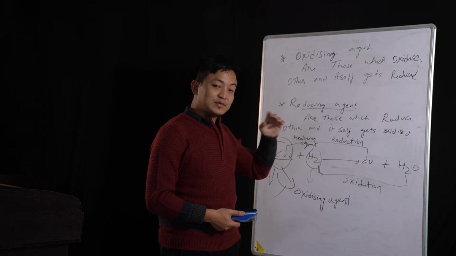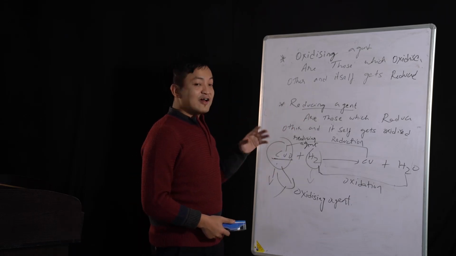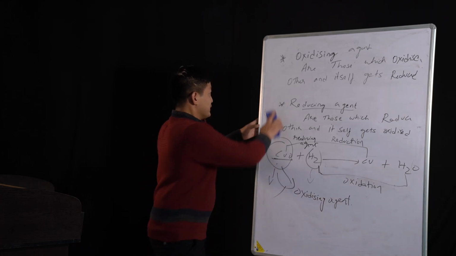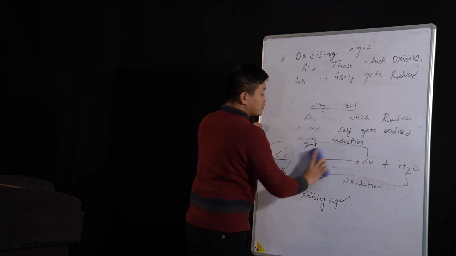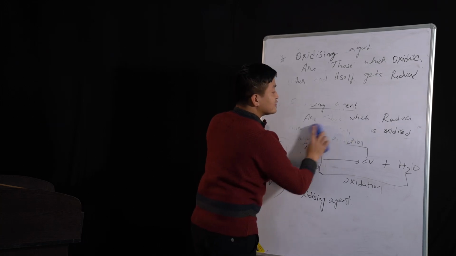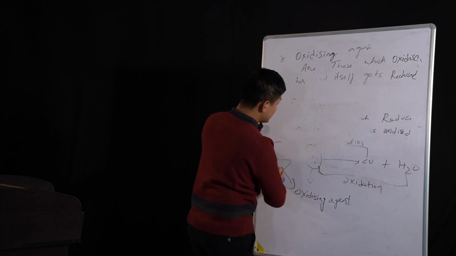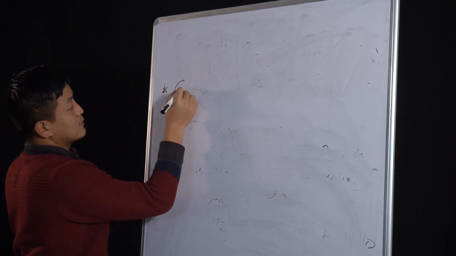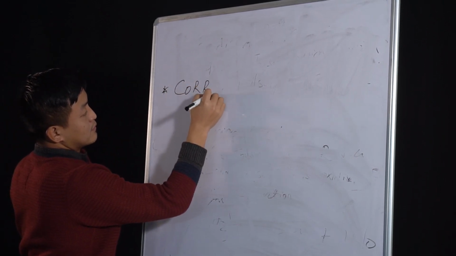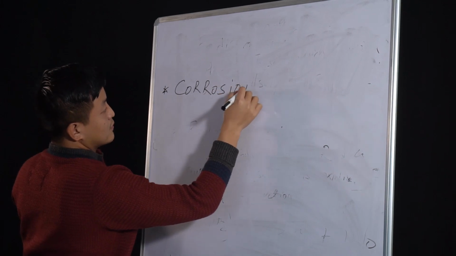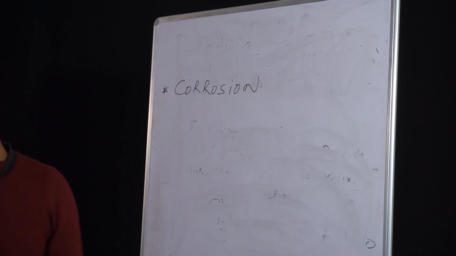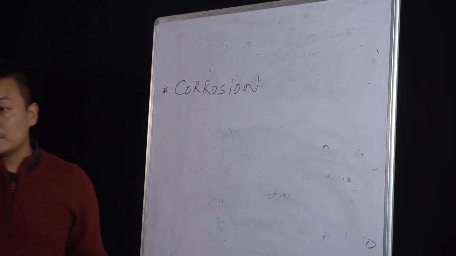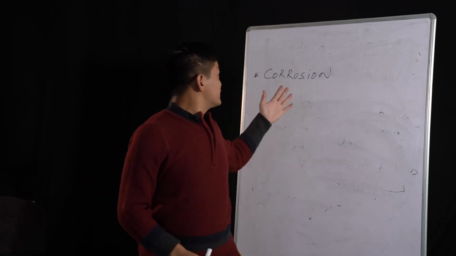That will be the last topic for this chapter, that is effect of oxidation in everyday life. So the name of the topic would be corrosion and rancidity. Students, our topic here, corrosion.